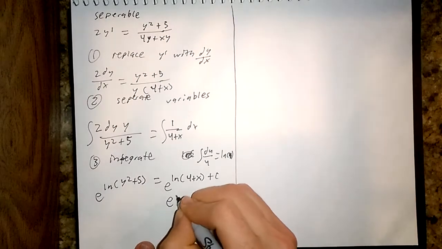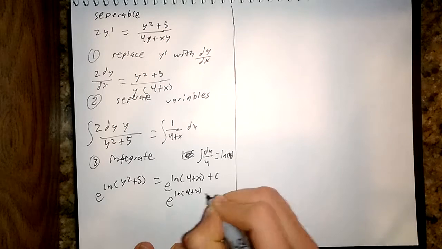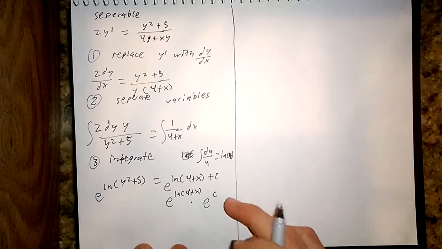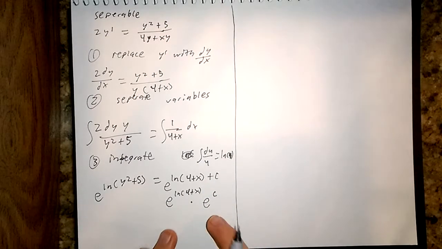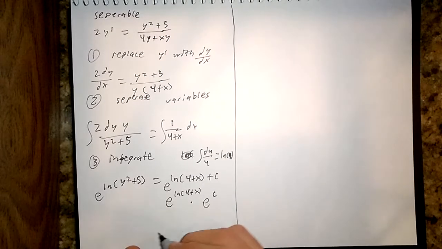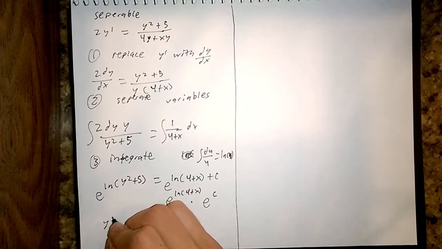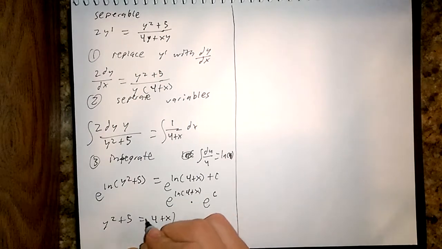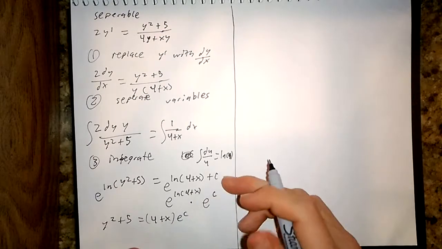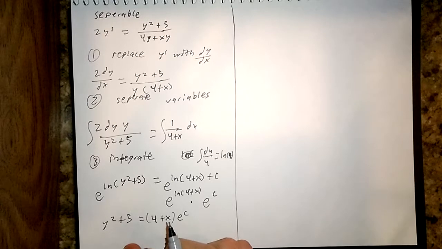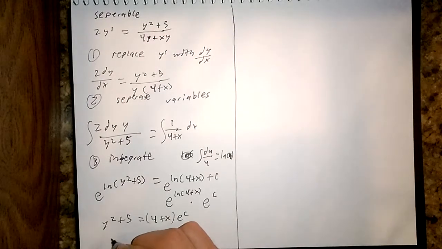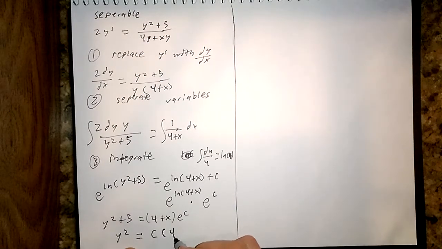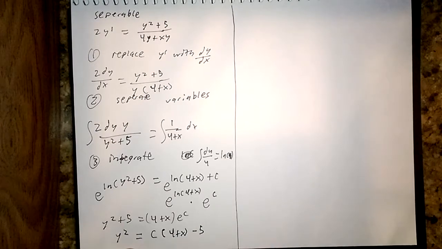We can also rewrite this side like this, knowing the rule of powers, that if something is added in the power, you can actually multiply it together if it's the same base. So now we can end up rewriting our equation like this: y squared plus 5 equals 4 plus x times e to the c. e to some number is just a new number, so we can write it as a new c. So then we solve for y squared. We have y squared equals c times 4 plus x minus 5. And that's all we got to do for separable.